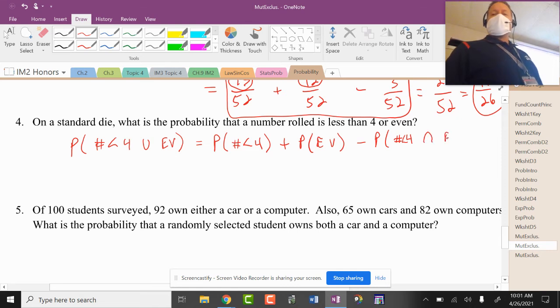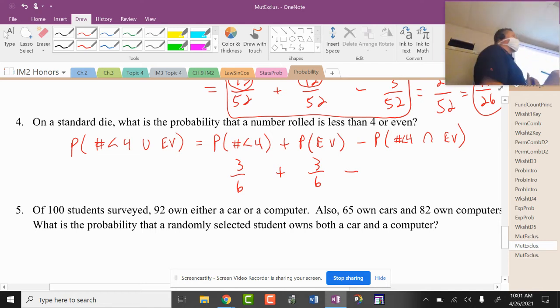Intersect with even, and understand what that intersection means. Less than 4 is 3, 2, and 1. So that's 3 out of 6. Even is 2, 4, 6. How many are both even and less than 4? 1, right? The number 2, but it's one of them.